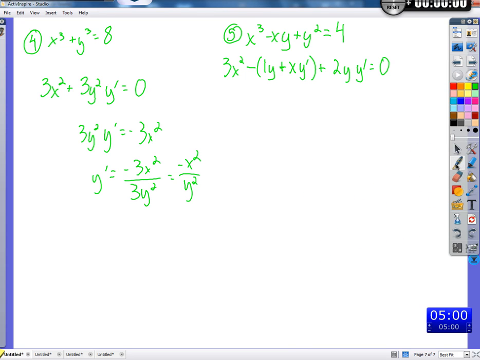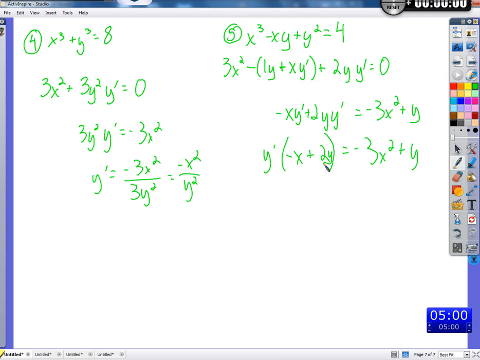Y prime is a common factor here, among this and that, so we should probably get stuff off of that side first. Negative 3x squared. This is a negative y, right? So we'll add y to both sides. So I have negative x y prime plus 2y y prime minus 3x squared. We got a y prime there. Got negative x plus 2y. And then we divide by that thing.